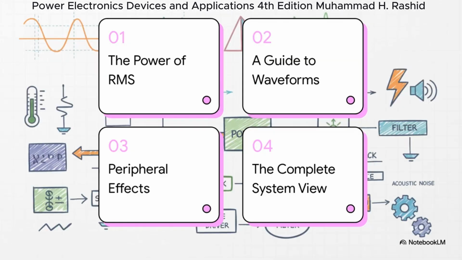So to figure that out, we're going to follow this game plan. First, we'll get familiar with the single most important tool for this job, the root mean square, or RMS value. Then we'll go on a little tour of the common waveforms you'll actually run into. After that, we'll talk about why your job as an engineer doesn't stop at the schematic. And finally, we'll see how it all comes together in a complete system. Sound good? Let's get started.